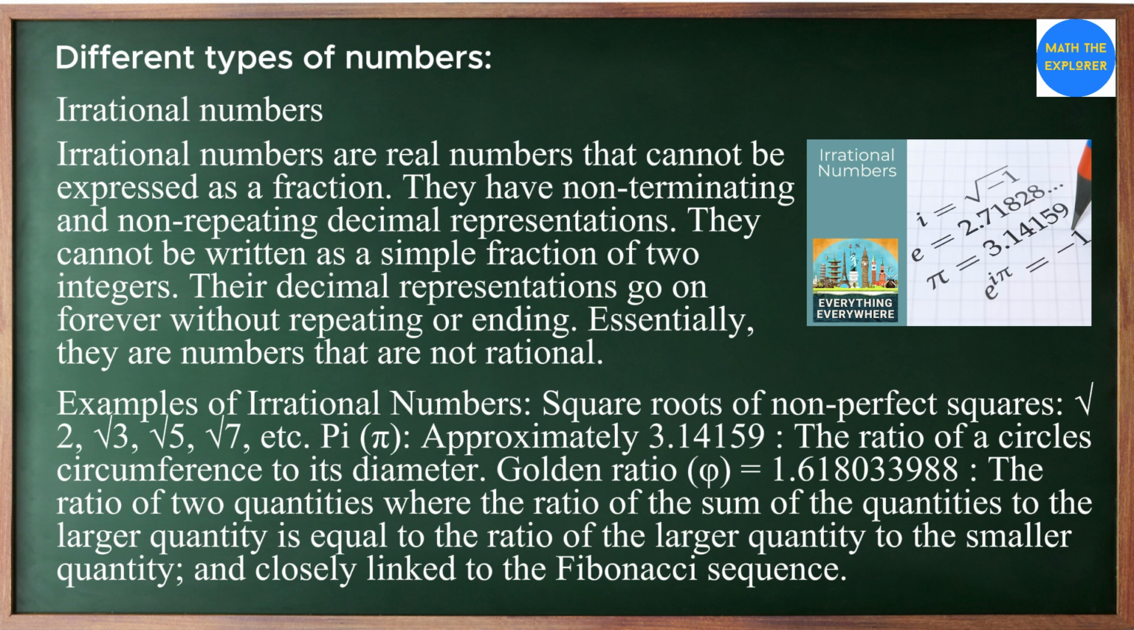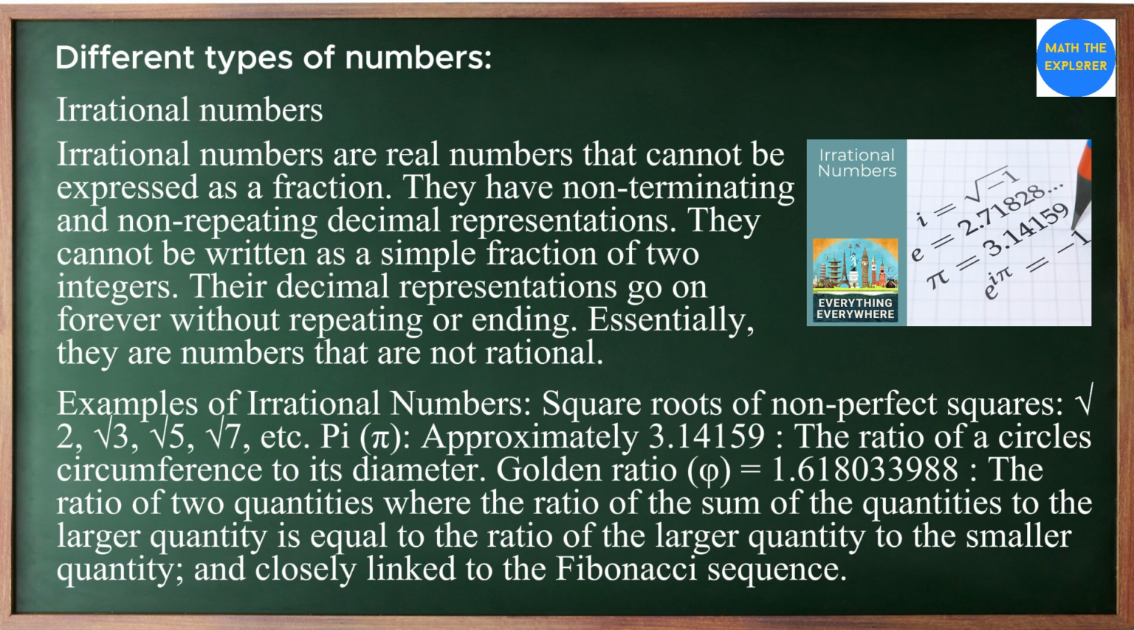Next to this is irrational numbers. Irrational numbers are real numbers that cannot be expressed as a fraction. They have non-terminating and non-repeating decimal representations. They cannot be written as a simple fraction of two integers. Their decimal representations go on forever without repeating or ending. Essentially, they are numbers that are not rational.